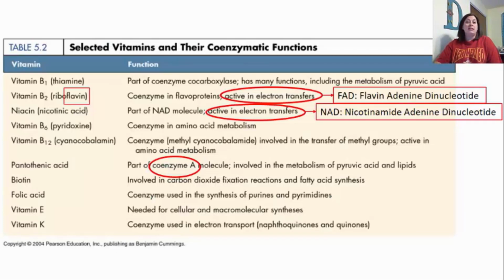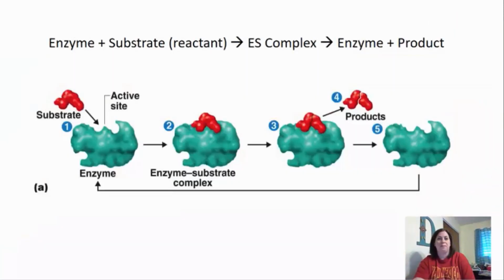So there are some selected vitamins and their coenzyme effects in this particular table. If you look here, some of them are highlighted for you, like riboflavin. Flavin is going to be active in electron transfer, like the FAD. That's why it's called flavin adenine dinucleotide, what NAD is going to be part of. And then you can also see the coenzyme A.